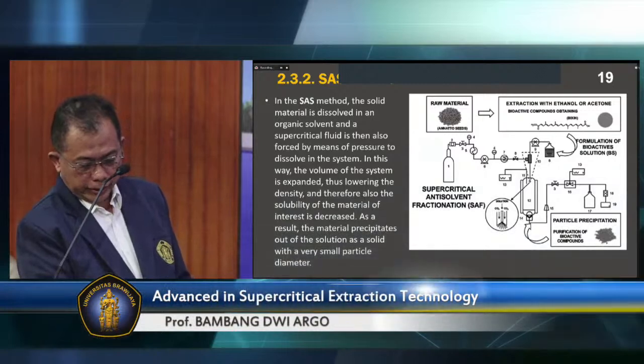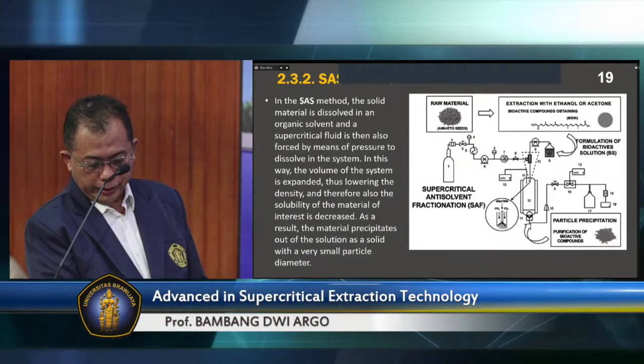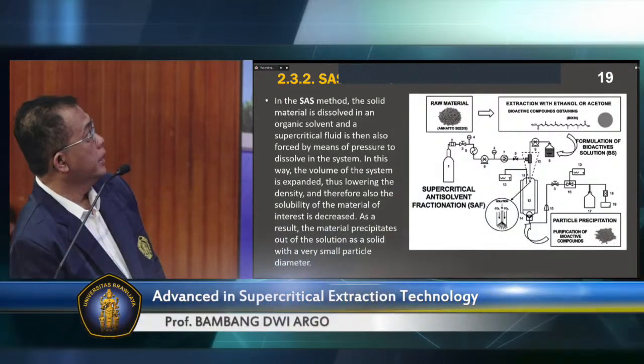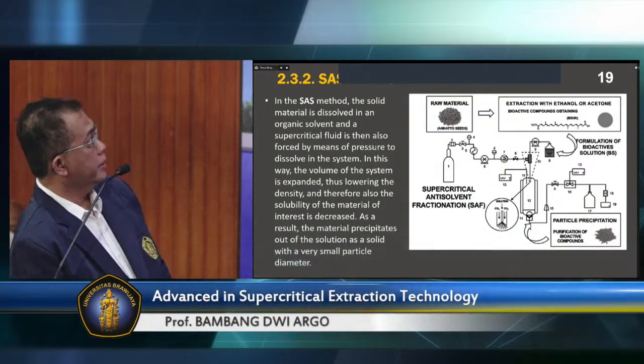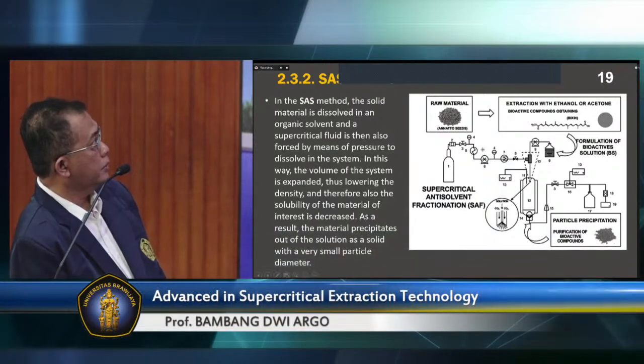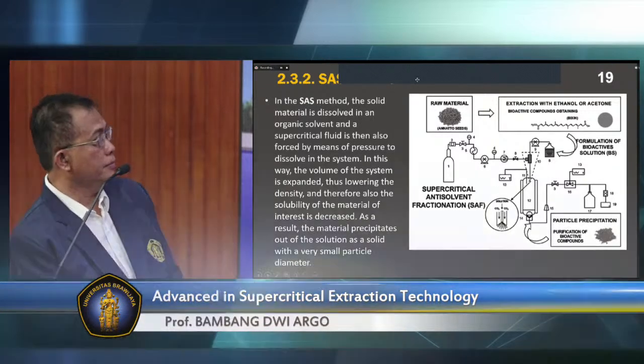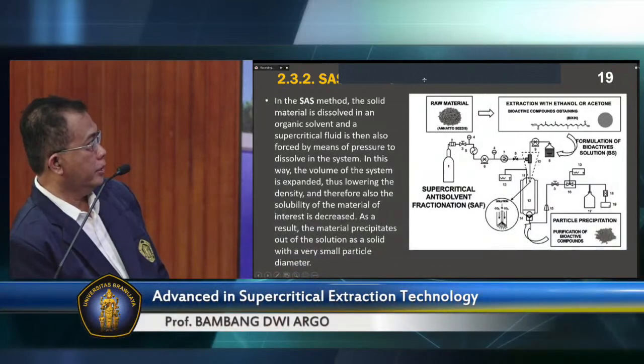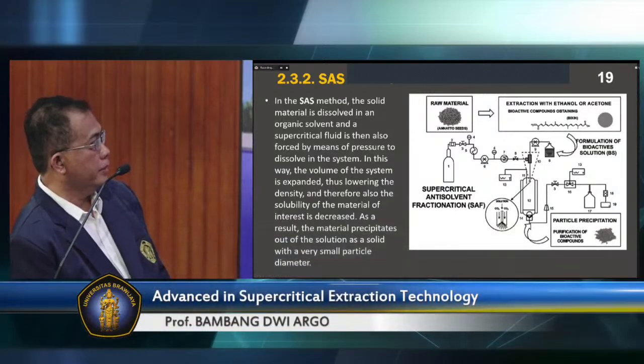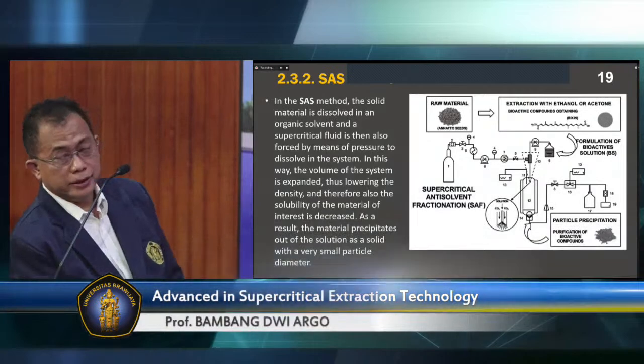The SAS method is the second type of the micronization method. In the SAS method, the solid material is dissolved in an organic solvent, and a supercritical fluid is then also forced by means of pressure to dissolve in the system. In this way, the volume of the system is expanded, thus lowering the density and therefore also the solubility of the material of interest is decreased.